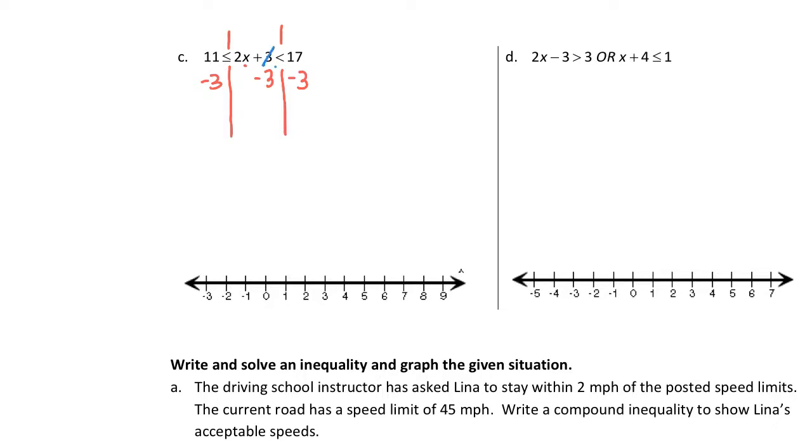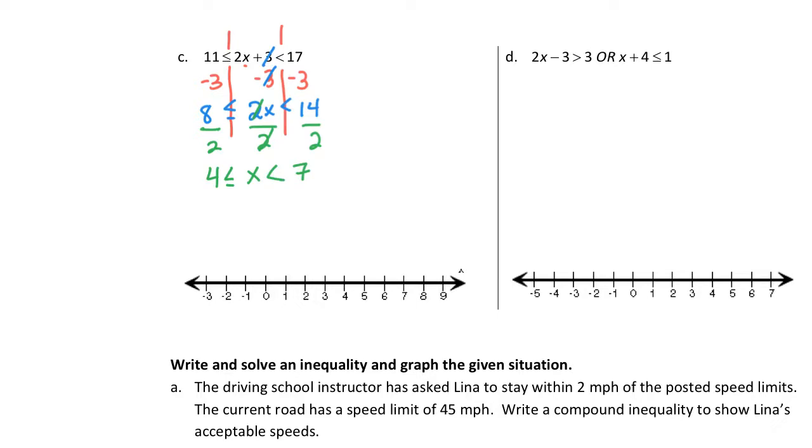Next, we'll cancel this 3 here because 3 minus 3 is 0. 11 minus 3 is 8. Bring down that less than or equal to. I've got 2x left on the inside, and 17 minus 3 is 14. Final step is to divide that 2 out from the middle, and that's going to give me 4 is less than or equal to x, the 2's cancel, and 14 divided by 2 is 7.